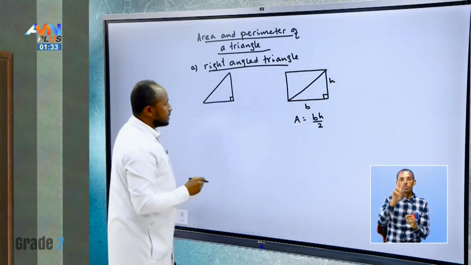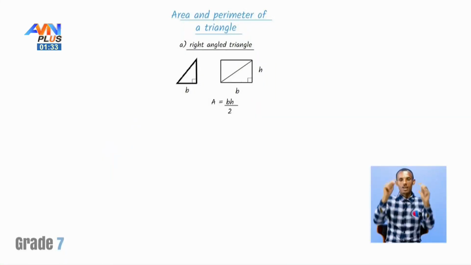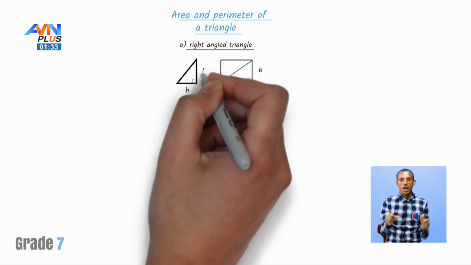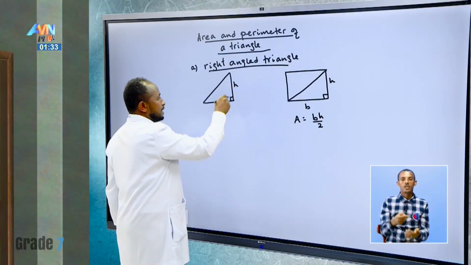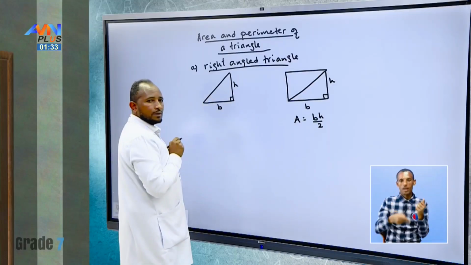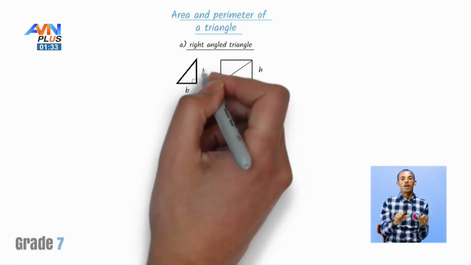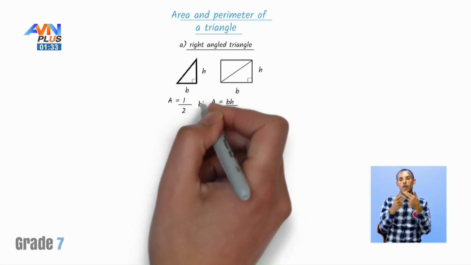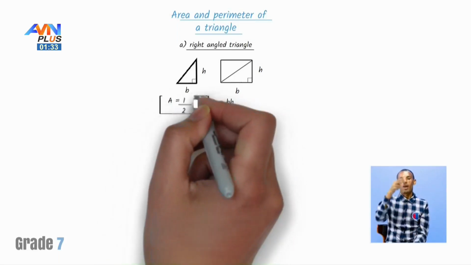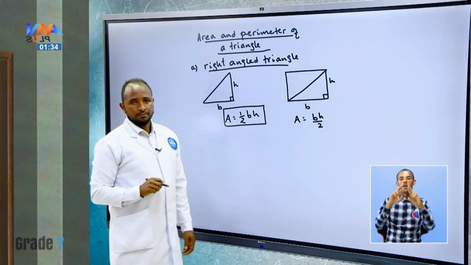Therefore, if you have a right angle triangle, to calculate its area, just take the base and height. Here you can see that the base and height are perpendicular. So, to calculate the area of a triangle, simply you use this equation: half times base times height. So this is the formula to calculate the area of a right angle triangle.